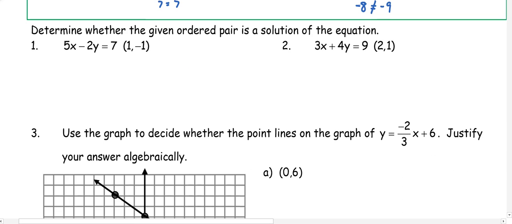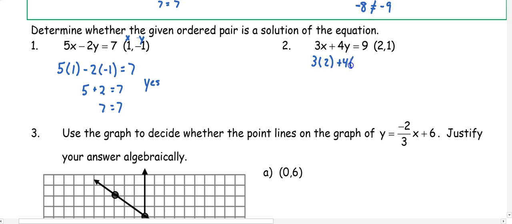So let's look at two more examples. In the first example, we have our x coordinate, we have our y coordinate. So 5 times 1 minus 2 times -1 equals 7. So in this case, we have 5 plus 2 equals 7, and 7 equals 7. So yes, this ordered pair would be a solution. In number 2, with my point, I have 3 times 2 plus 4 times 1 equals 9. So I would get 6 plus 4 equals 9. In this case, that would be 10, which is not equal to 9, so it would not be a solution.